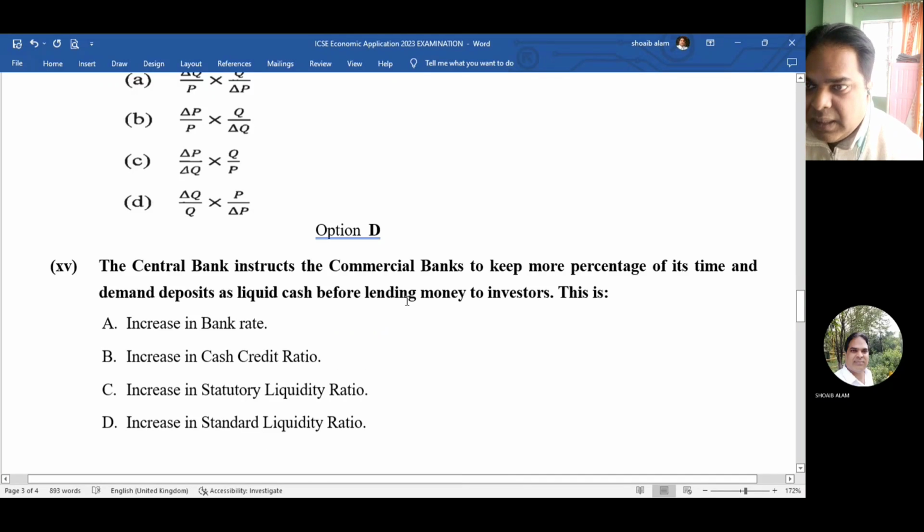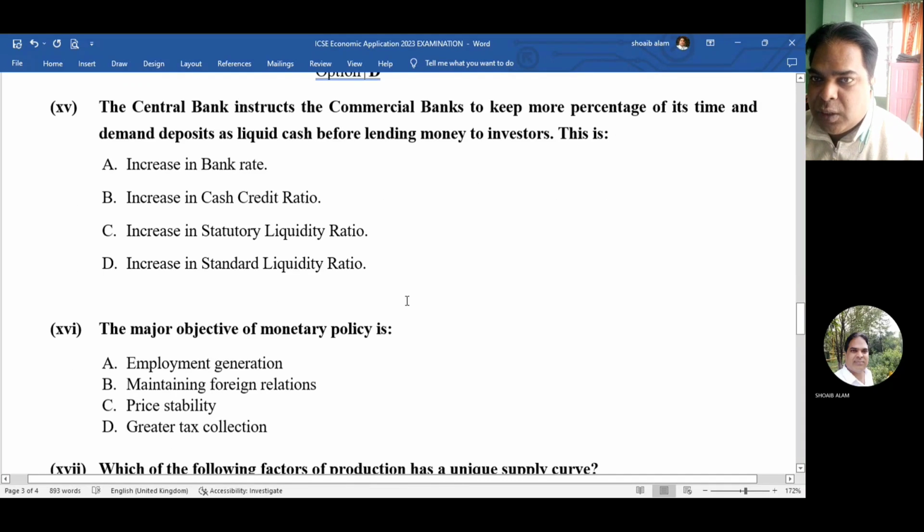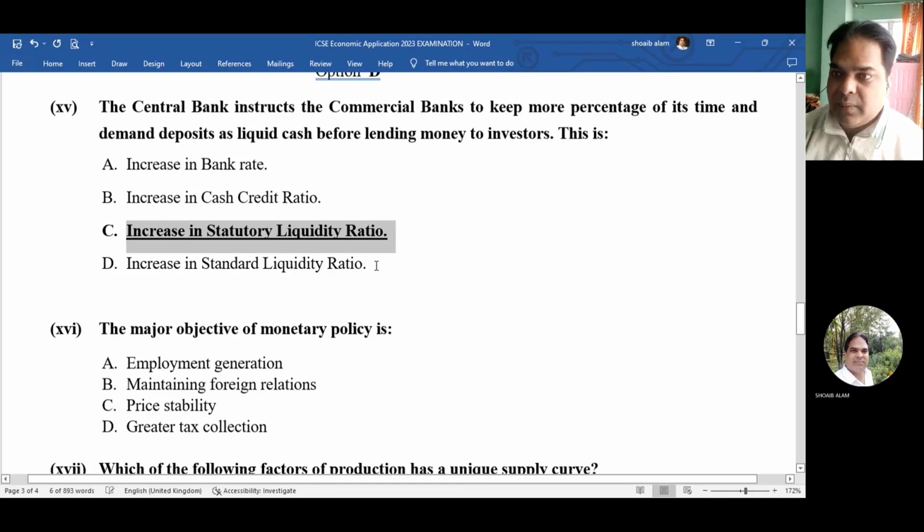Okay. Now let us move on to number 15. The central bank instructs the commercial banks to keep more percentage of its time and demand deposit as liquid cash before lending money to investors. This is increase in bank rates, increase in cash credit ratio, increase in statutory liquidity ratio, increase in standard liquidity ratio. So which one will be the correct answer? It will be increase in statutory liquidity ratio. This one is the correct one.